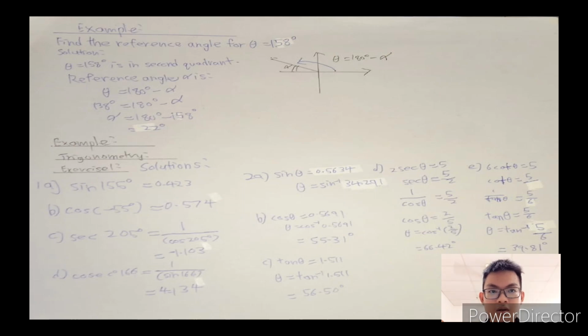For question 2d, 2 sec theta equal to 5. Sec theta equal to 5 over 2. 1 over cos theta equal to 5 over 2.